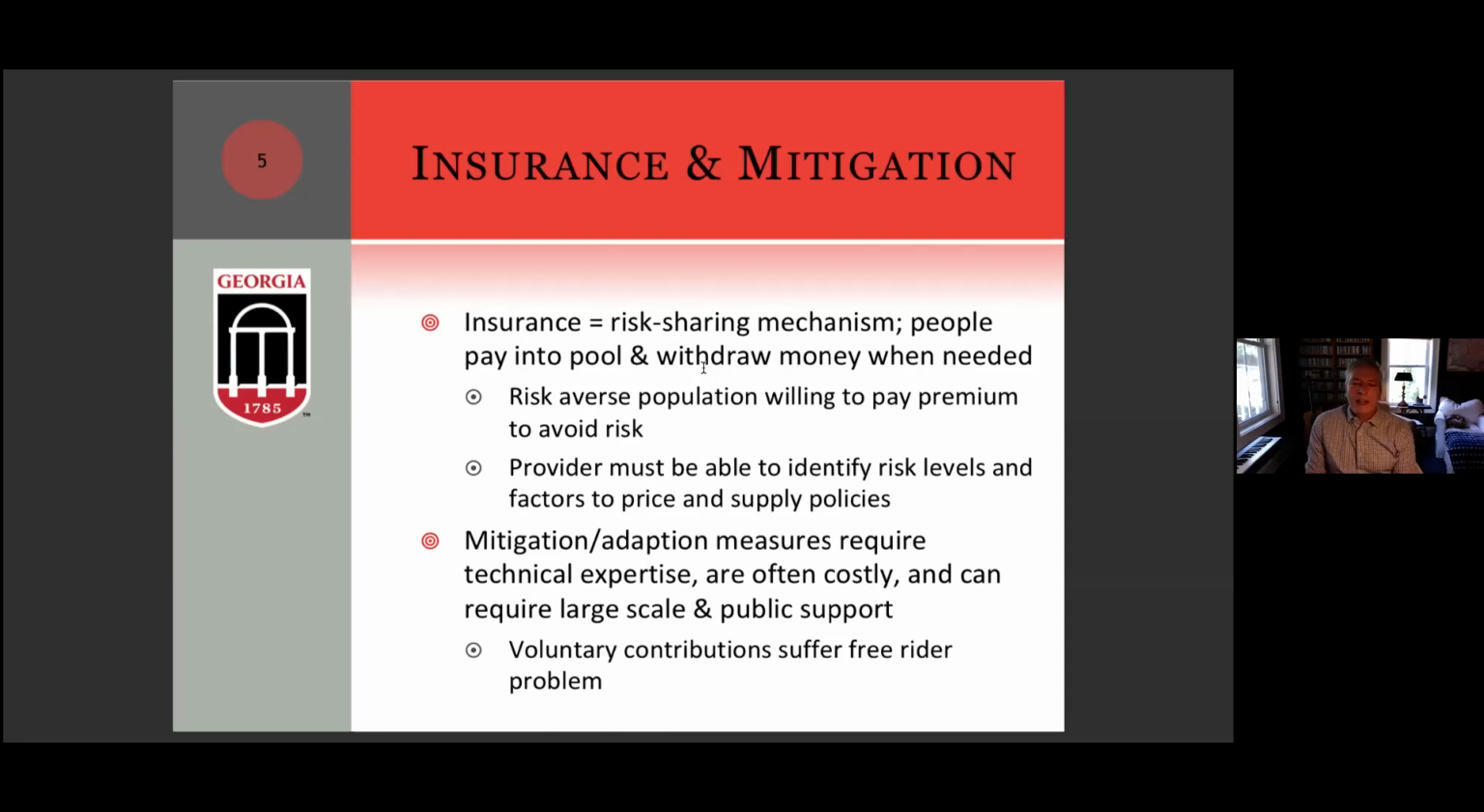When we talk about mitigation and adaptation, there are limitations to using those tools as well. They require technical expertise that's often not available at the local level. They can be very costly. They're often large scale, and they require public support in order to implement them. And when you're looking at something that's an unlikely event, sometimes people aren't willing to support investments that may not pay off unless something rare happens.